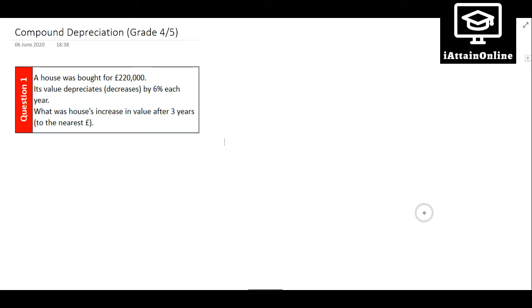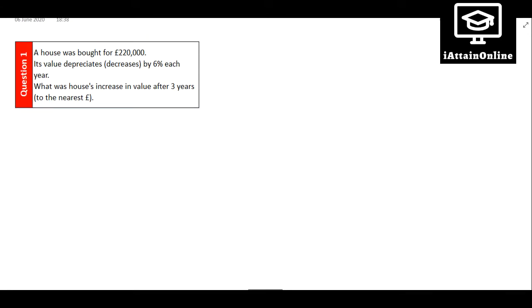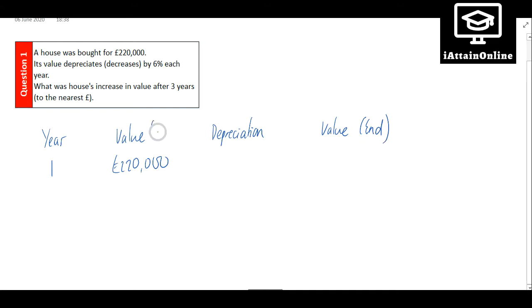So what I mean by that, I'll do this the same way as I did the compound interest questions first, and then I'll show you how you're going to do this question using a multiplier. So at the start of year 1, the value of the house is £220,000. So we're going to work out the depreciation, so how much value that house loses in the first year, and then take that away to find us what the value is at the end of the year. This one over here I should have written start.